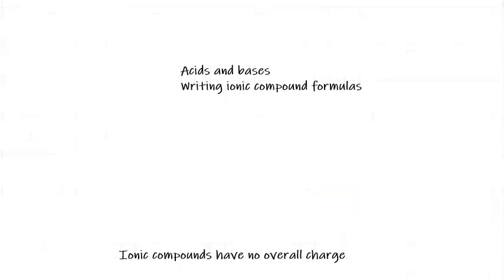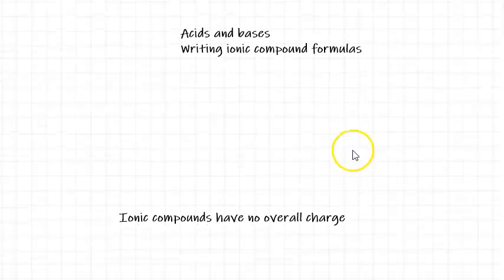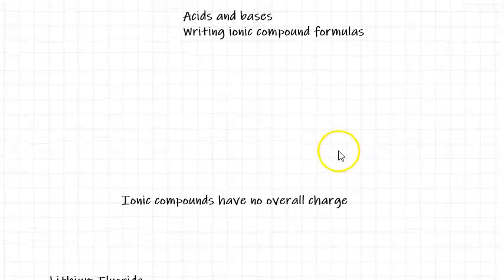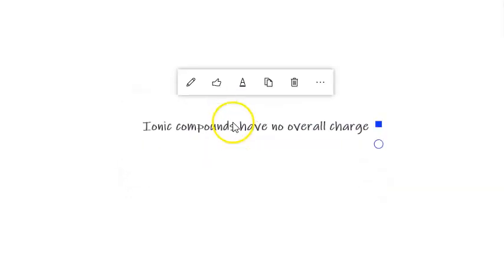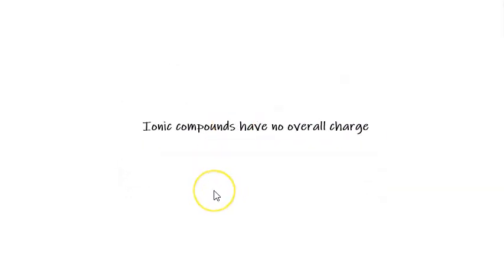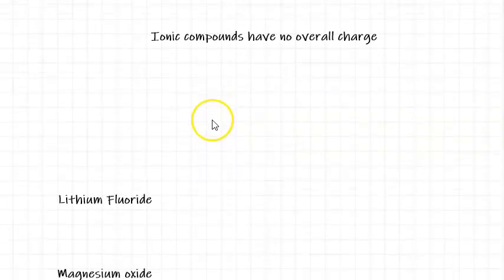With the last video fresh in mind, we looked at the cations and anions, that when they transfer electrons, they then have a charge and are attracted to each other, and that attraction is called an ionic bond. When we're writing ionic formulas, the one thing that we need to keep in mind is that ionic compounds have no overall charge. So we're going to look at some simple examples. I'll get straight into it because that'll be the best way to explain what I'm going to be talking about.